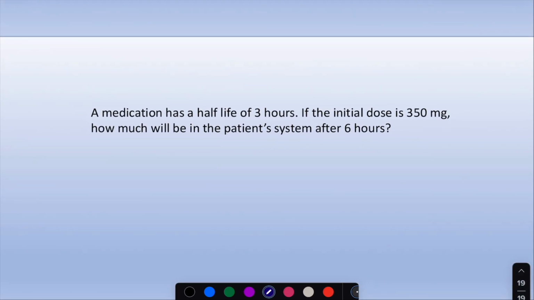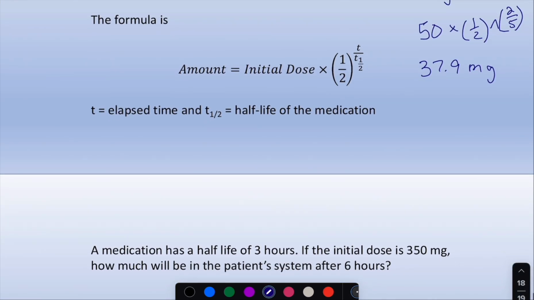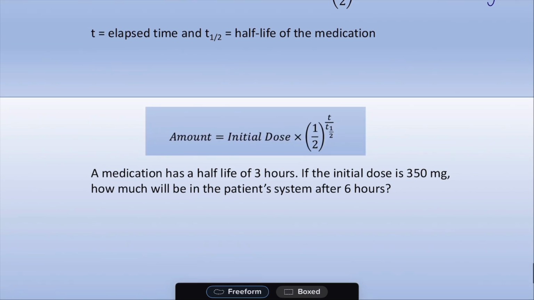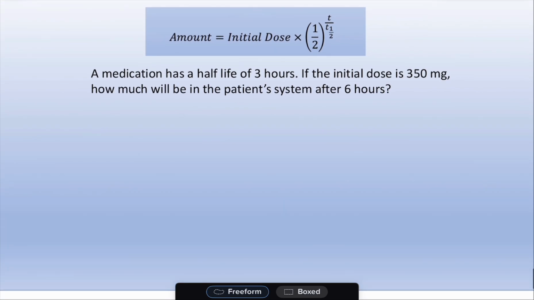So let's take a look at this one. Now, let me copy the formula so we have it. Okay, there we go. So now we got the formula here. It says a medication has a half-life of 3 hours. If the initial dose is 350 milligrams, how much will be in the patient's system after 6 hours?